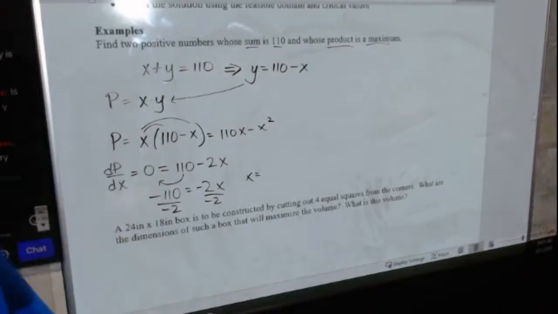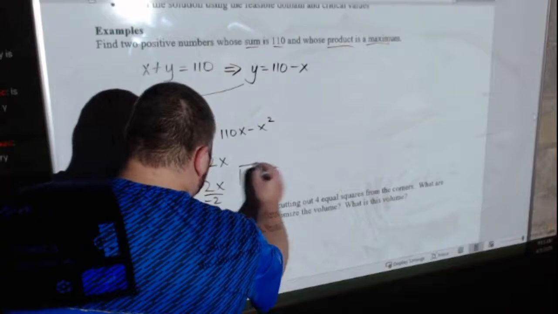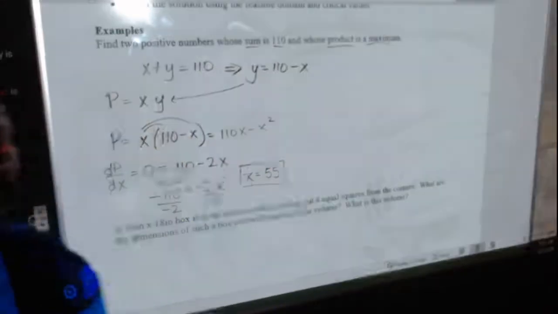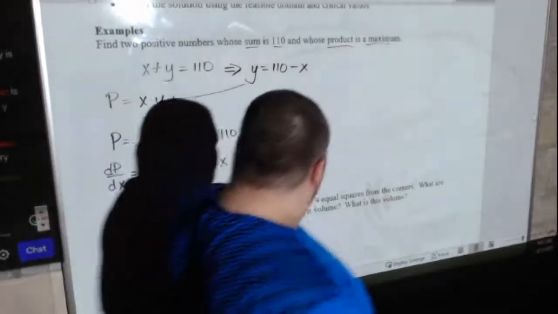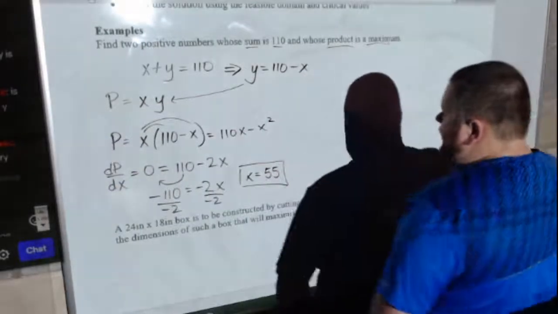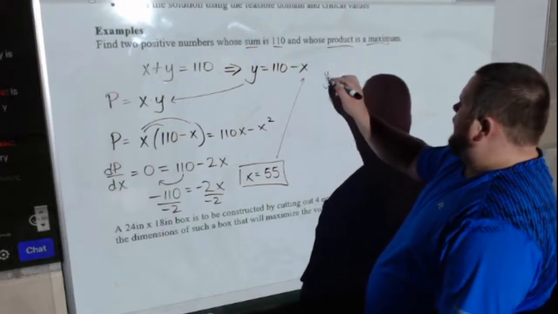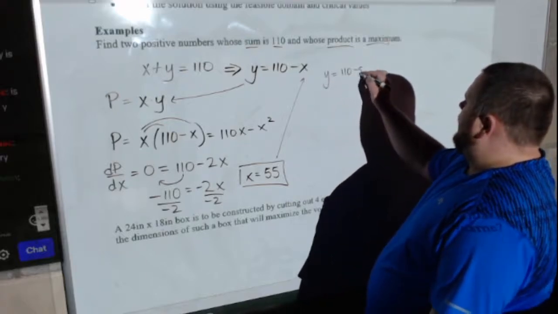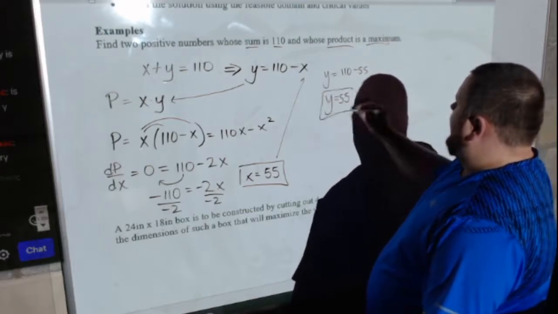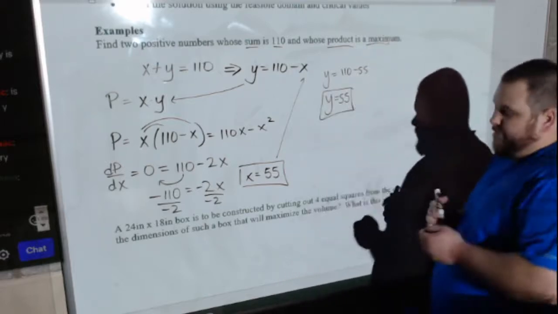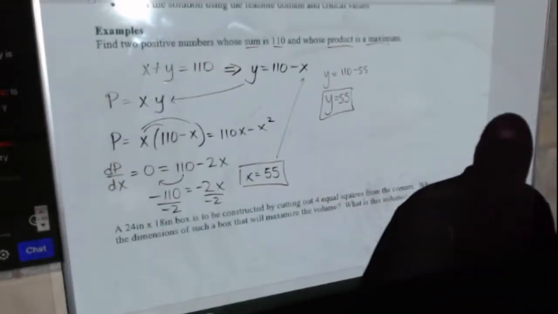So 110 divided by 2 is going to be 55, right? And if x is 55, we can plug it in right there, and we get y. So it just so turns out that x and y are both 55.